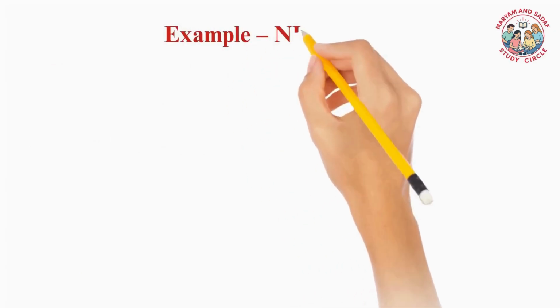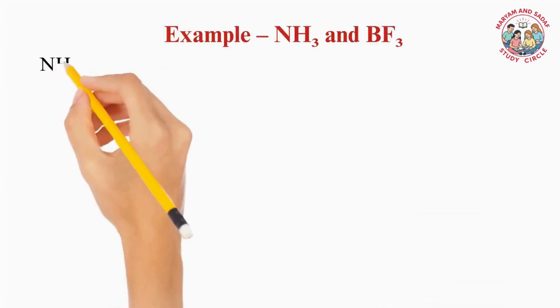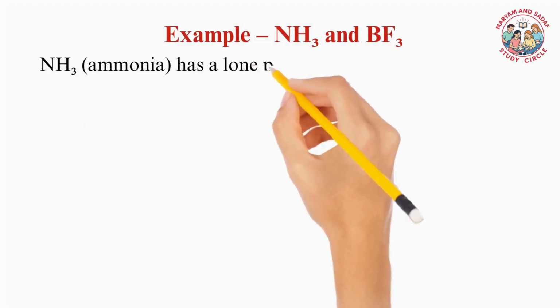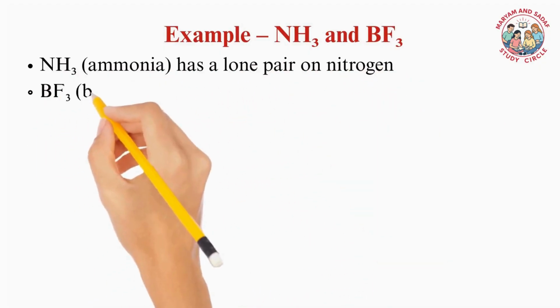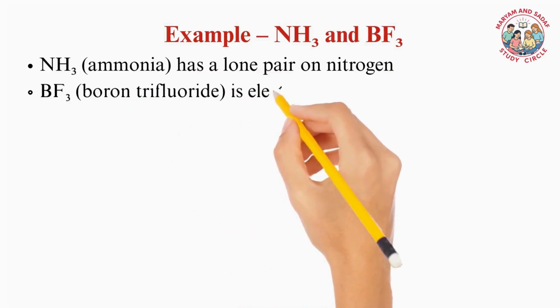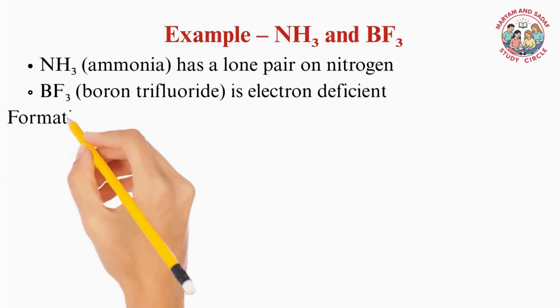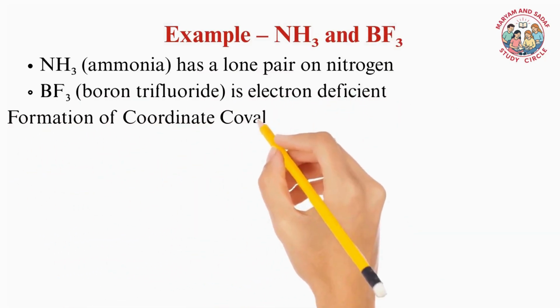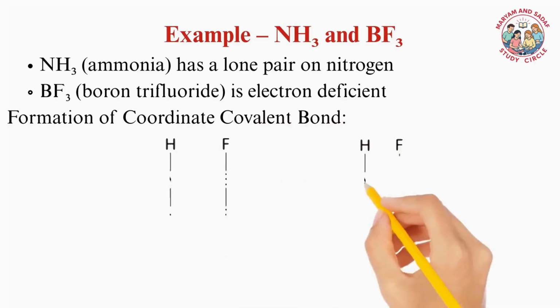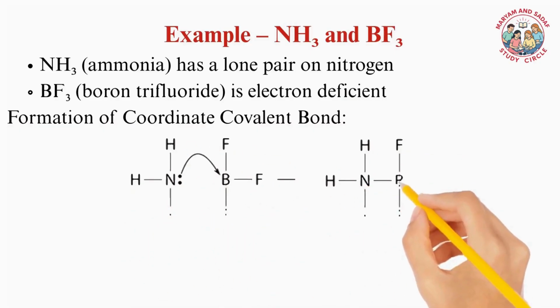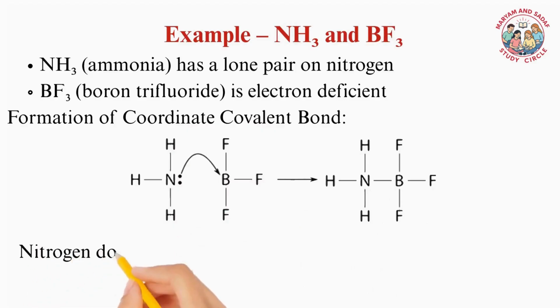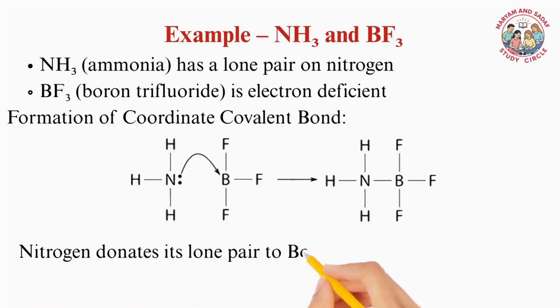Example, reaction between ammonia and boron trifluoride. Ammonia has a lone pair on nitrogen. Boron trifluoride is electron deficient. This leads to the formation of a coordinate covalent bond. The diagram shows the lone pair from nitrogen to boron. Nitrogen donates its lone pair to boron. The coordinate bond is shown with an arrow.